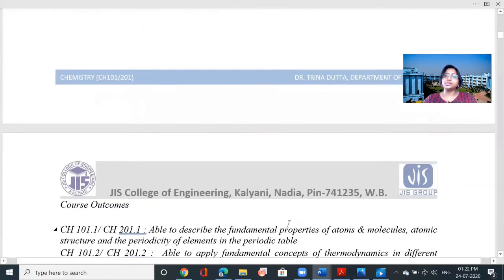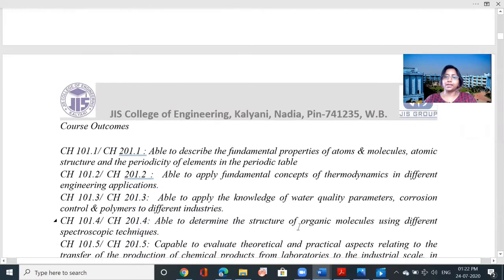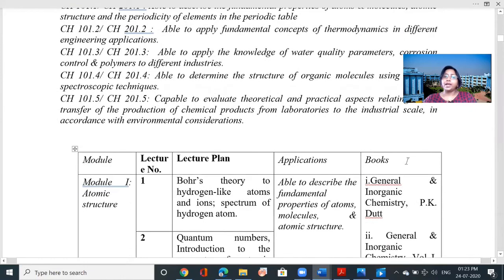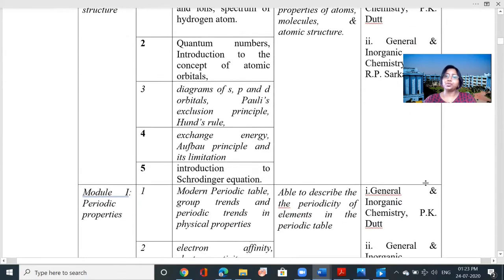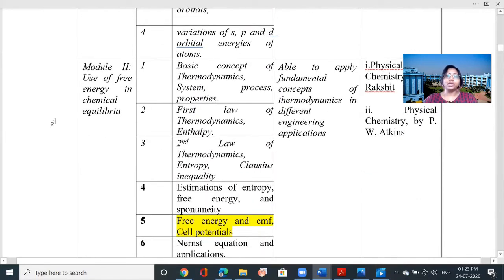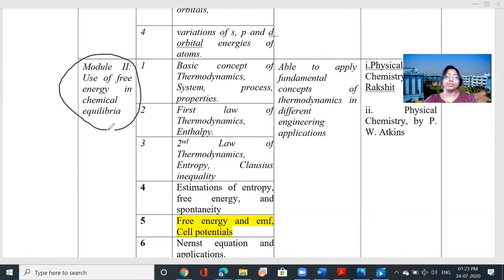About the course outcome, what we expect in our graduates: the students will be able to apply the fundamental concepts of thermodynamics in different engineering applications. An entire lecture plan is also given here so that you can understand which topics will be covered on which day. I am covering module 2, the use of free energy in chemical equilibrium.